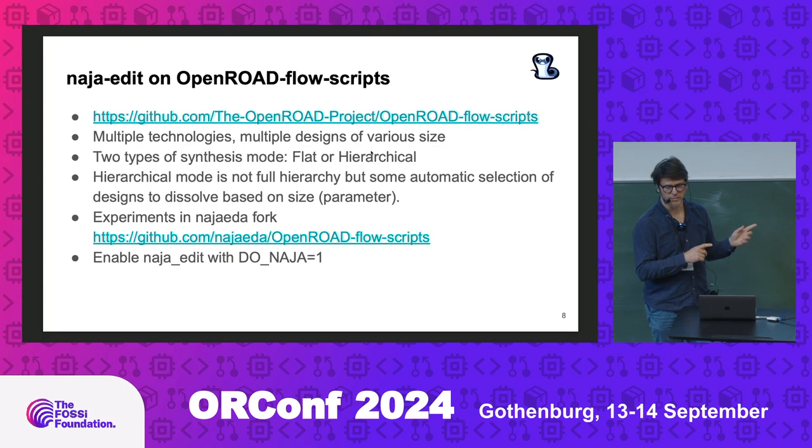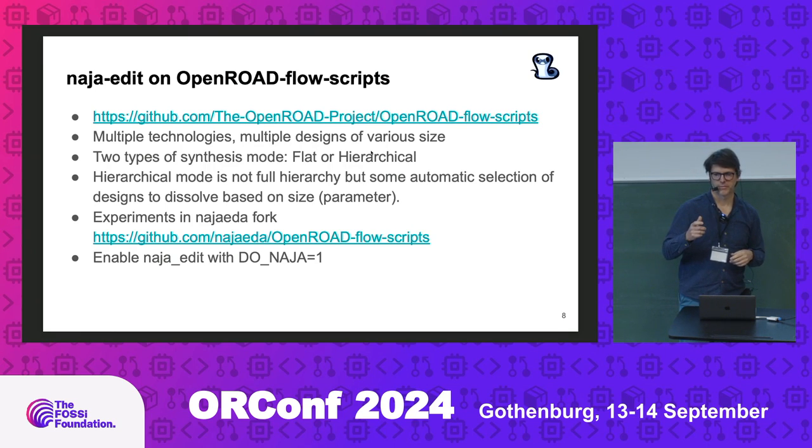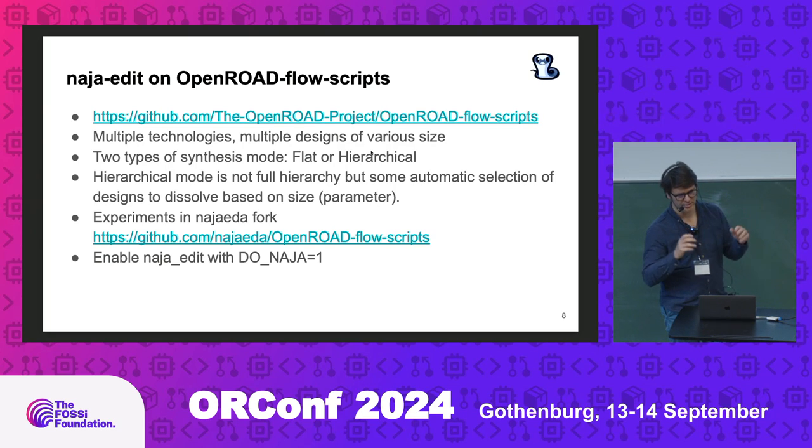Some of the designs are using flat synthesis, but other designs are using hierarchical synthesis. So it's not keeping the full user hierarchy. It's more like a two-step flow where the first step runs a first synthesis, then there is some identification of modules in terms of size, and then some modules are dissolved based on a size threshold. So let's call it guided or automatic guided hierarchy. Currently, the experiments are done in a fork, and to enable nudge edit, it's some kind of environment variable. So then we can compare with and without.